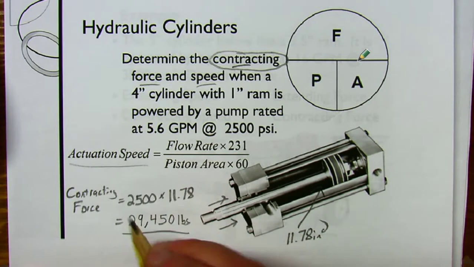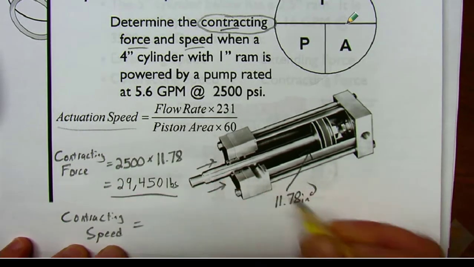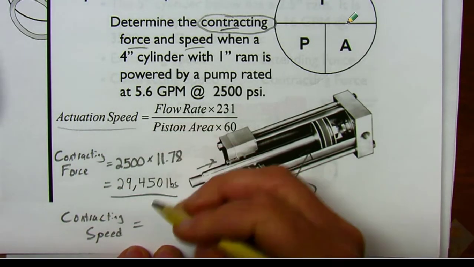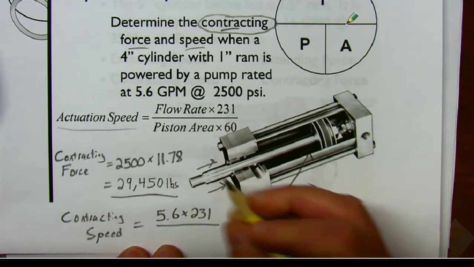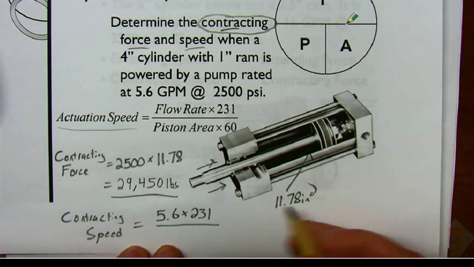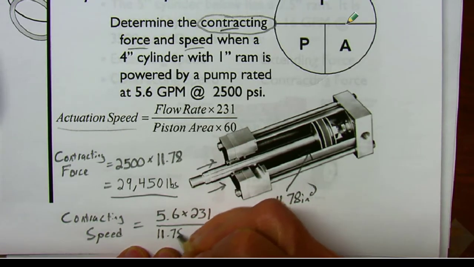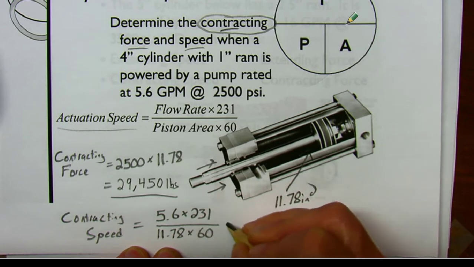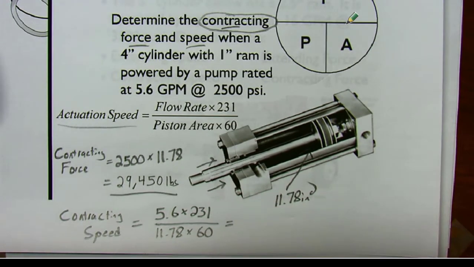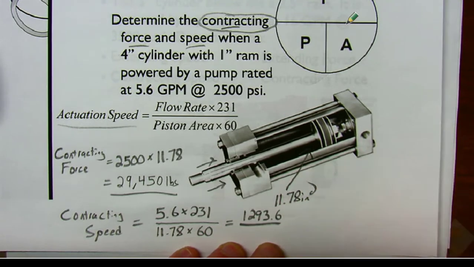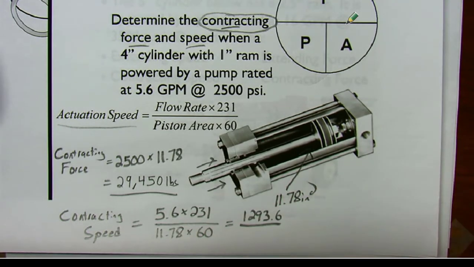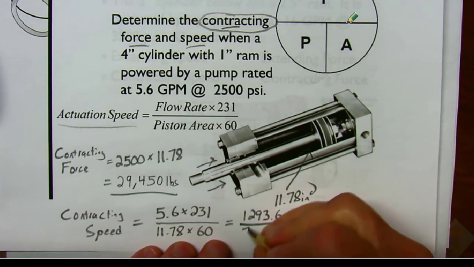Now our contracting speed, same idea. Let's do that. Our contracting speed is going to be our flow rate, same pump, 5.6 times 231, divided by our piston area. Again, that's only 11.78 when we're being drawn back in, times 60. So the top number, we already know what that top number is. That top number turns out to be 1293.6. We already did that in the previous case. The bottom number, 11.78 times 60, that turns out to be 706.8. That's a little different.